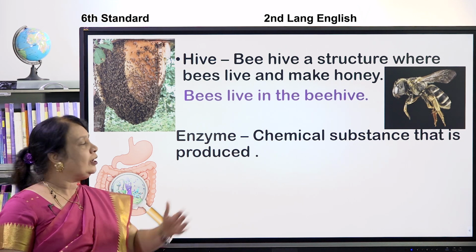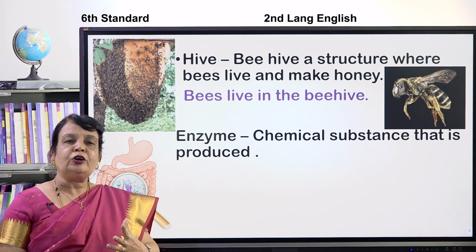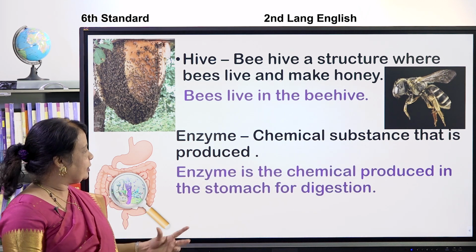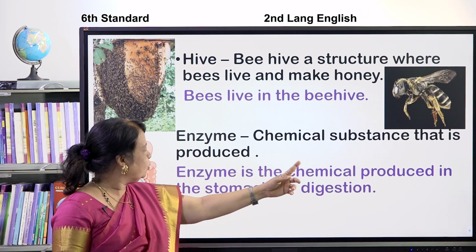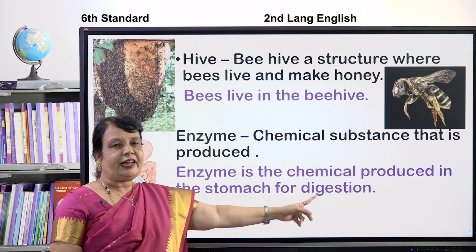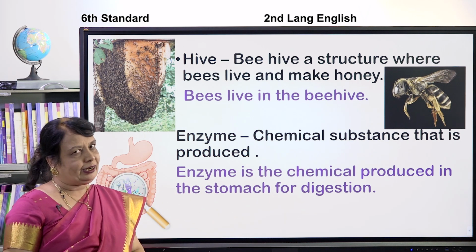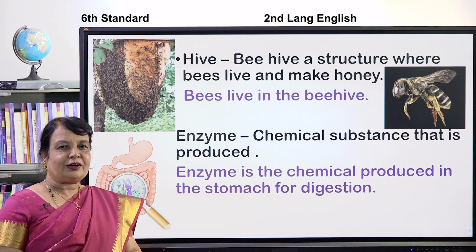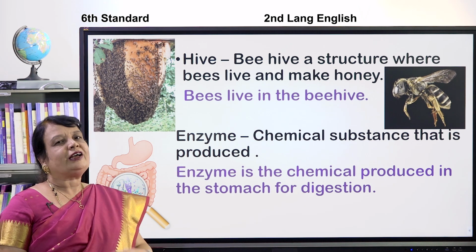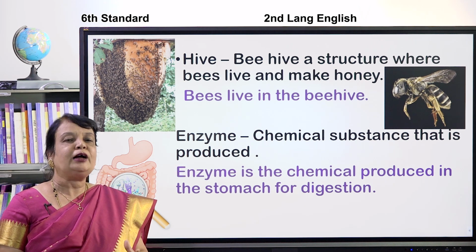ಜೀರ್ಣಕ್ರಿಯೆಯನ್ನು ಮಾಡೋದಕ್ಕೆ ನಮಗೆ ಎಂಜೈಮ್ ಅಂತ ಹೊಟ್ಟೆಯಲ್ಲಿ ಒಂದು ಎಂಜೈಮ್ ಪ್ರೊಡ್ಯೂಸ್ ಆಗುತ್ತೆ. ಎಸ್, ಎಂಜೈಮ್ ಇಸ್ ದ ಕೆಮಿಕಲ್ ಪ್ರೊಡ್ಯೂಸ್ಡ್ ಇನ್ ದ ಸ್ಟಮಕ್ ಫಾರ್ ಡೈಜೆಷನ್. ಸ್ಟಮಕ್ ಅಂದರೆ ಹೊಟ್ಟೆಯಲ್ಲಿ. ಎಸ್, ಎಲ್ಲರಿಗೂ ಪ್ರೊಡ್ಯೂಸ್ ಆಗುತ್ತೆ. ಈವನ್ ಬೀಸ್ ಆಲ್ಸೋ the enzyme is produced even in the bees.